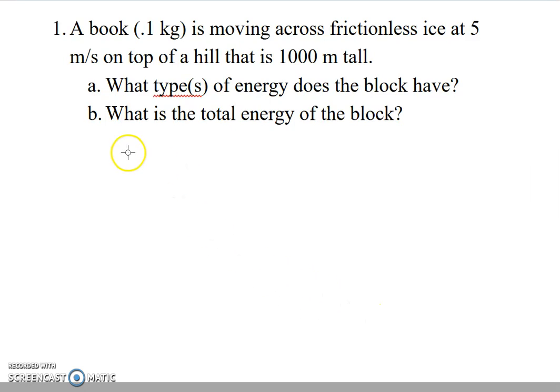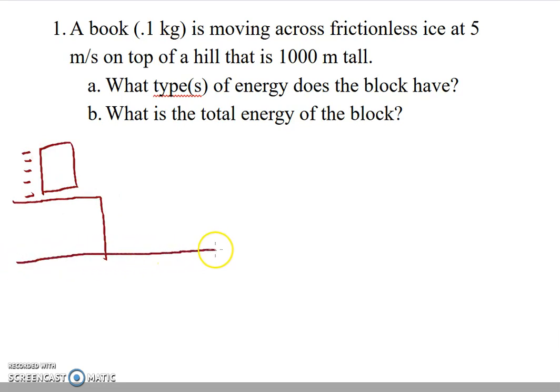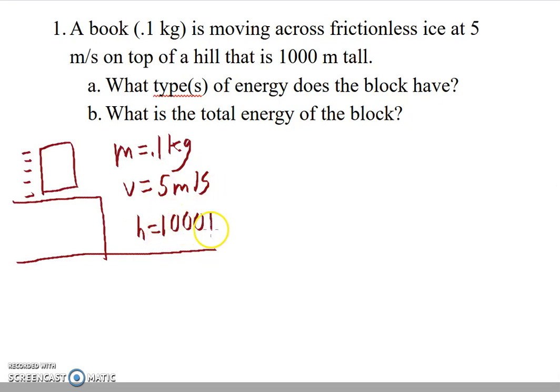Okay, so we have a book, is moving across frictionless ice at the top of a hill. So this is kind of what's happening. It's not going off the cliff, but it is moving at the top. So we know a bunch of stuff about this. We know its mass. We know its velocity. We know its height above the ground. That's about it. I guess we could probably think about more.